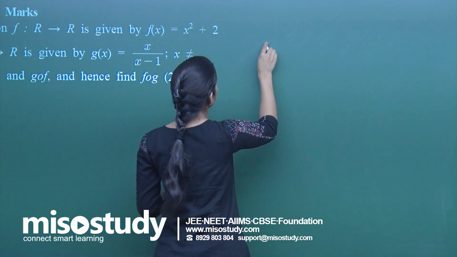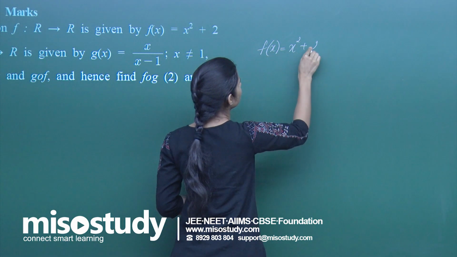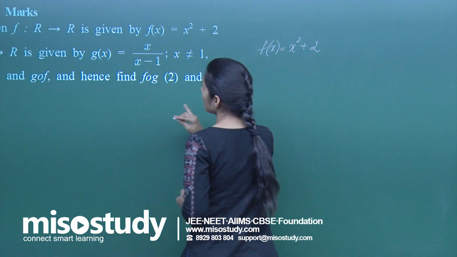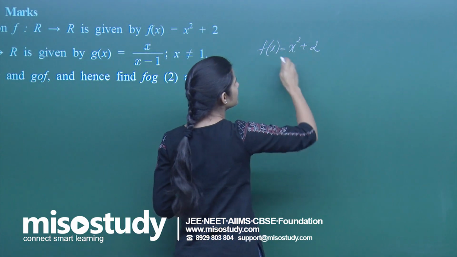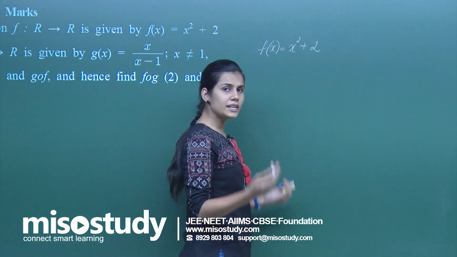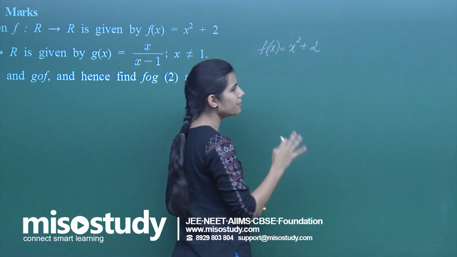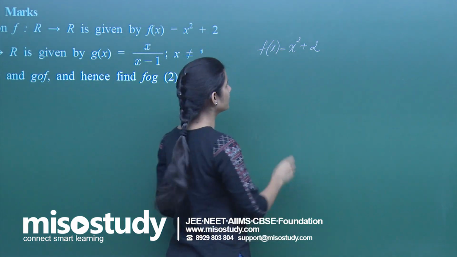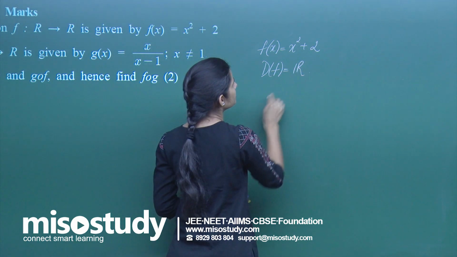f(x) is given as x square plus 2. Clearly x is allowed to take any real number, because x square plus 2 is a defined real number for any real number x. You plug in x equals any real number, x square plus 2 will always give you a defined real number. So the domain of F is clearly all real numbers.